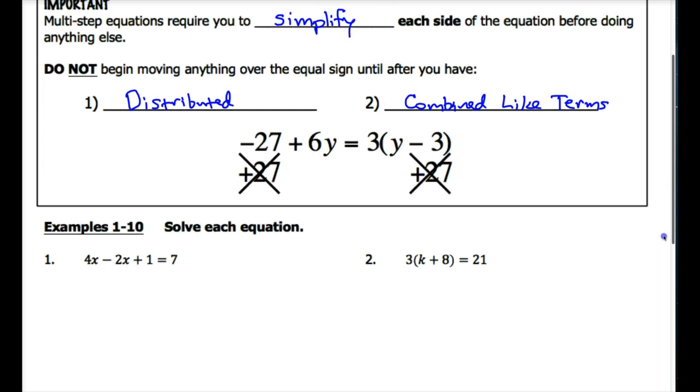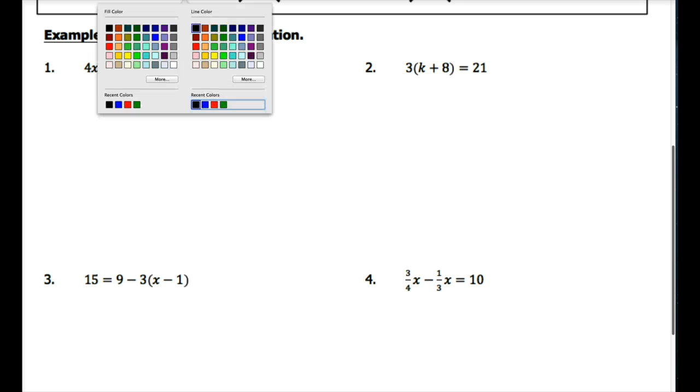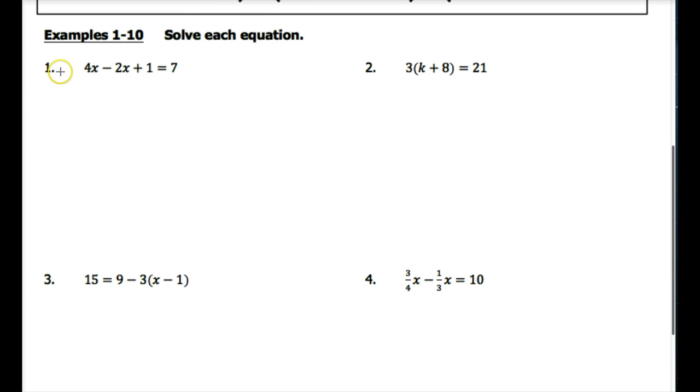Example 1, I'll show you what I mean by this. We have 4x minus 2x plus 1 equals 7. Before I start moving anything over the equal sign, I'm going to take a look at my left side. I have 4x minus 2x plus 1, and you'll notice there are like terms on the left side of the equal sign. So I'm going to combine those like terms. We have a positive 4x and a negative 2x. 4x minus 2x is just 2x, and that gives me 2x plus 1 over here. Then I'm just going to bring down my equals 7.